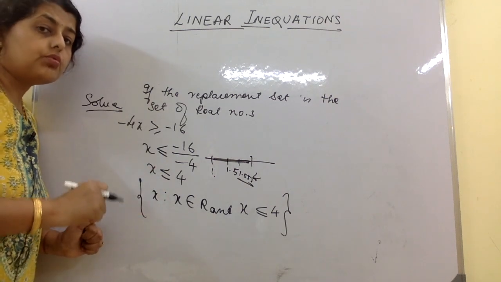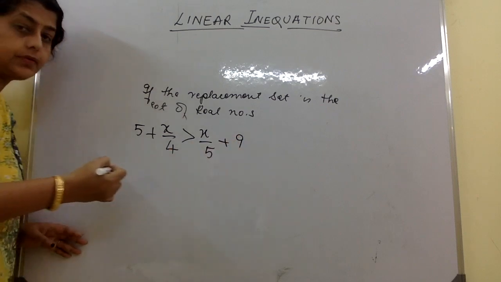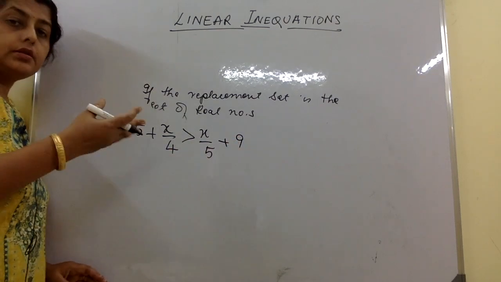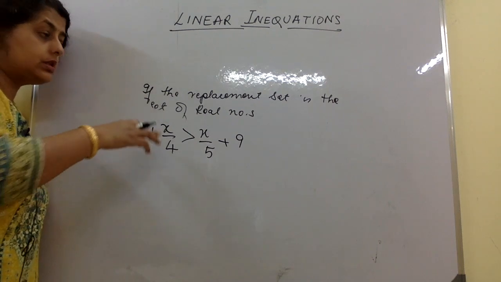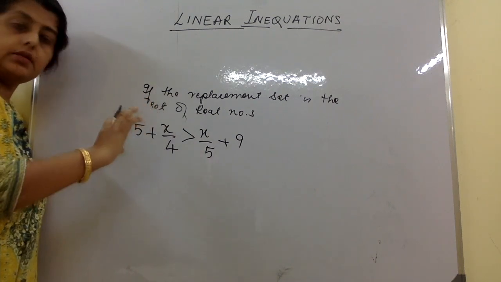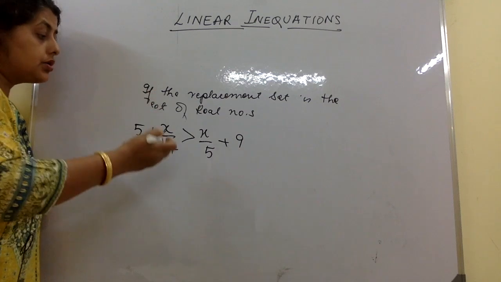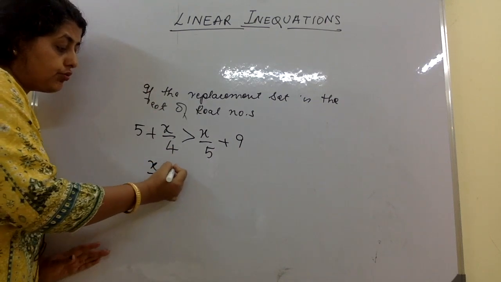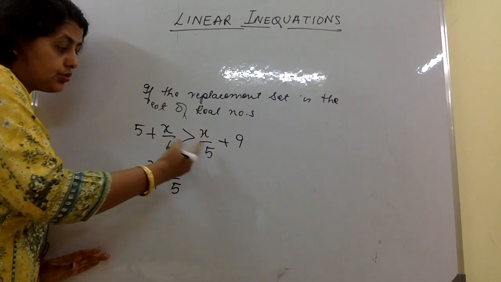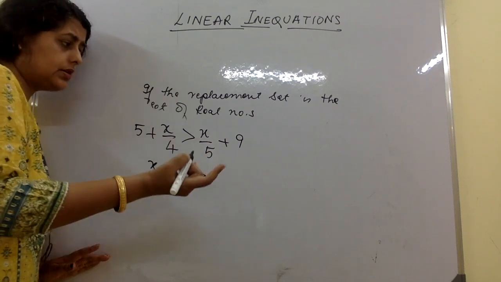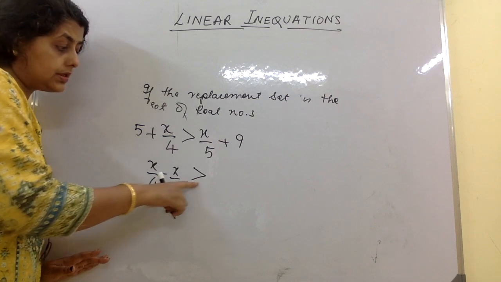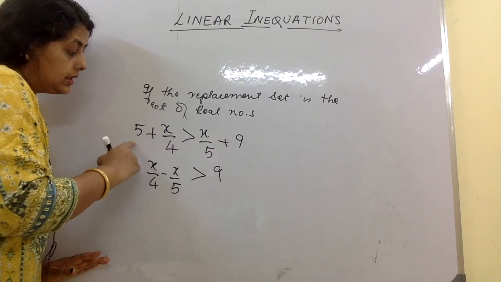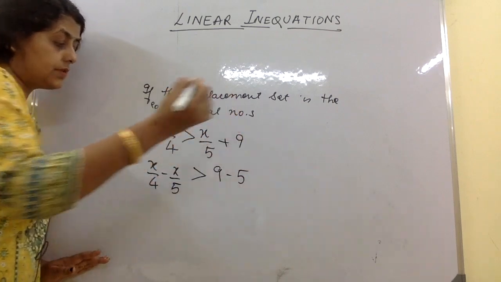Okay, so let's do another few sums here. Now this is our next sum for the same question. Again, the replacement set is real numbers only. So we'll bring all the x's to one side with a negative sign, just like linear equations. And it is no longer less than or equal to, it is just greater than 9. This 5 goes to that side and makes a minus 5.